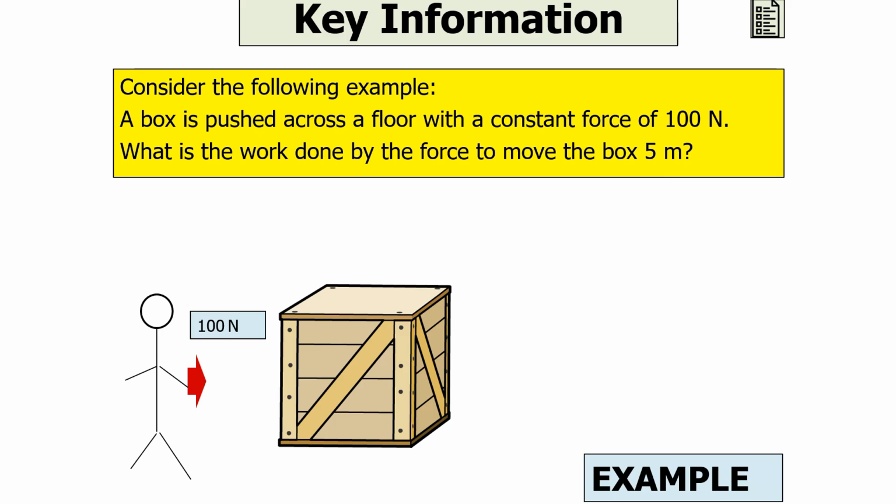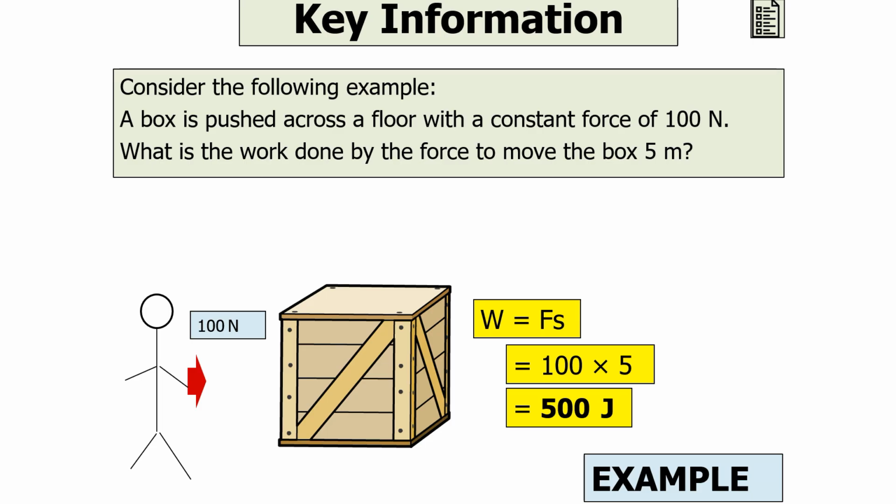So let's consider the following example. A box is pushed across the floor with a constant force of 100 newtons. What is the work done by the force to move the box 5 meters? So we know work done is force times by displacement, so it's 100 times by 5, so it equals 500 joules.